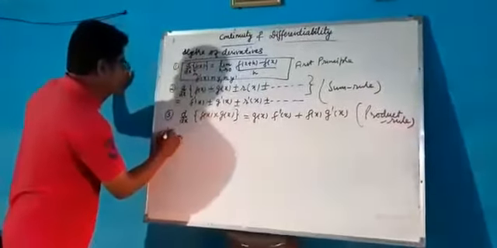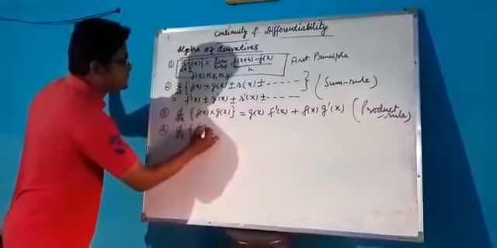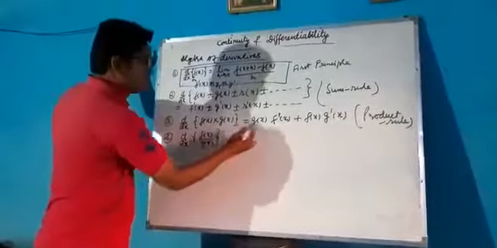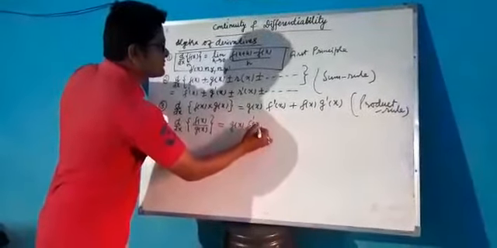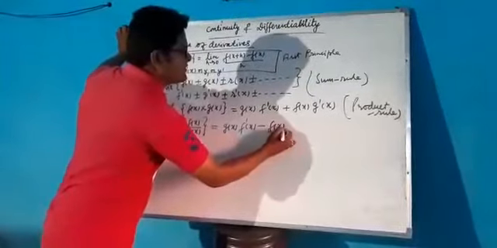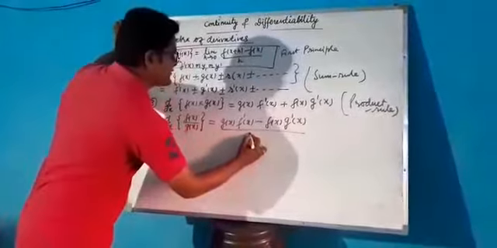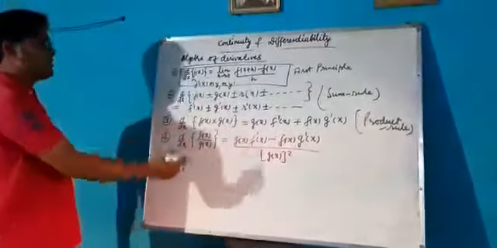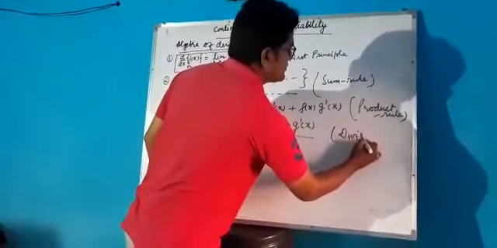Now, division rule. If we are having two functions as division, f of x by g of x, how will you write it? Same, I will write second function times derivative of first function, minus, I will put now minus sign, first function times derivative of second function, by square of second function. So this is all about division rule.